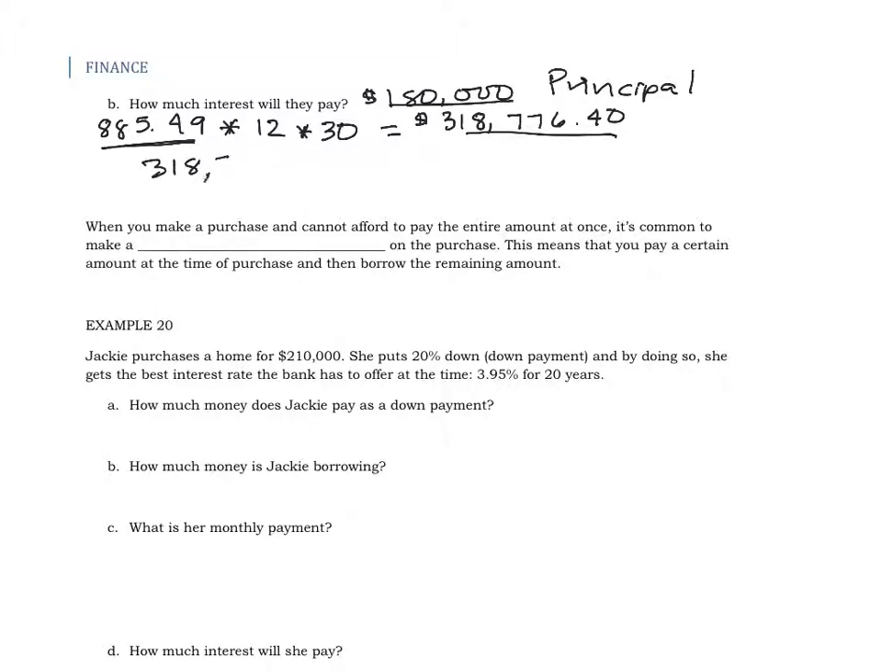All right, so what I will do now is I will subtract this minus this amount right here. So again, what I am writing down right now is all that you paid back for the amount that you borrowed and interest. This right here is how much you borrowed. So for the life of the loan, you're going to end up paying $138,776.40 for interest alone.